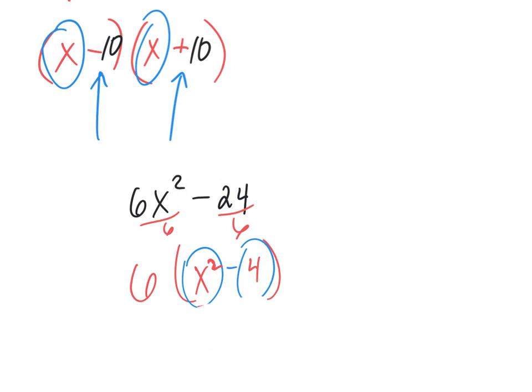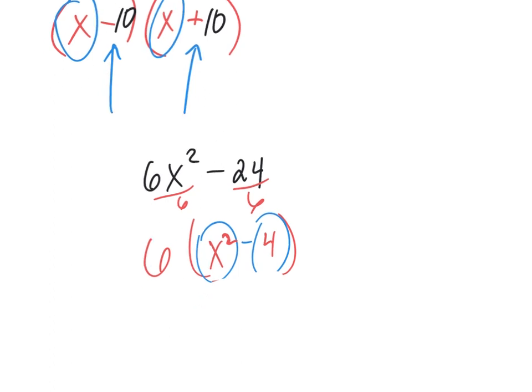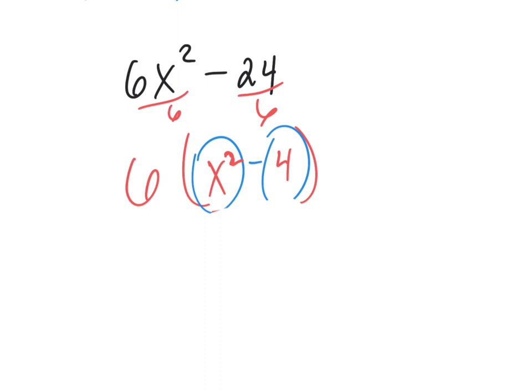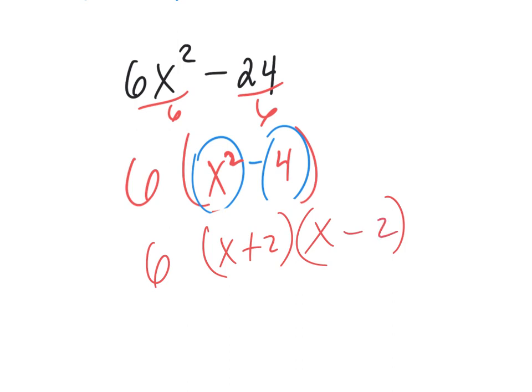X squared minus 4 is one of those special ones. Everybody go ahead and factor that further. Angelina Fisher, what am I talking about? Factor it further. You would have x plus 2 and then x minus 2. You got it. Nice job. And that gives us the final factored form.